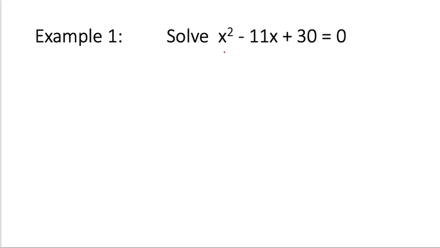First of all, we want our equation to be in standard form and set equal to 0. Remember that standard form is ax squared plus bx plus c is equal to 0. Notice our equation is already in that form, so we're good there.